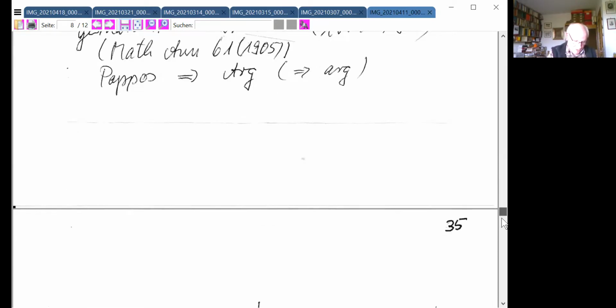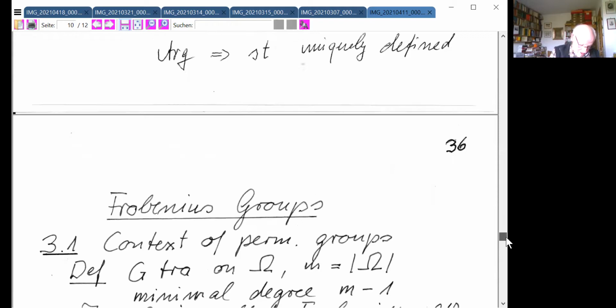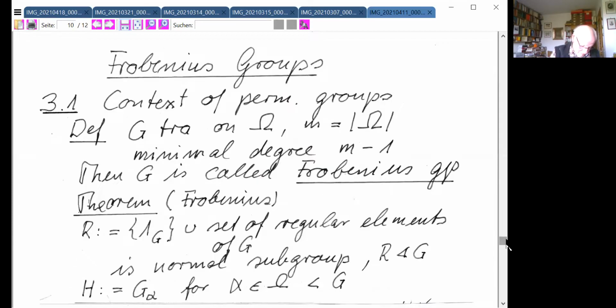Now, 36. In order to have a good feeling for Frobenius groups: a Frobenius group is a semi-direct product of a group with a fixed point free automorphism group. I think we should keep these examples in mind.